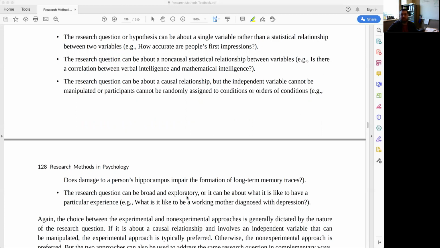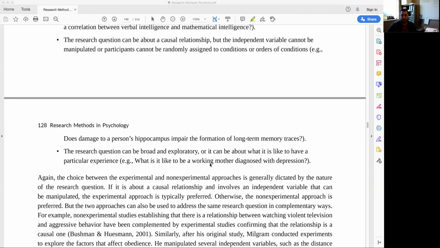A research question can be broad and exploratory, or it can be about what it is like to have a particular experience. So again, nothing wrong with those types of questions. It's just not going to fall under the heading of experiment because you don't have means of manipulation. So instead, this would be more like a qualitative study where you are doing investigative work, trying to answer a big question. You're just going about it through surveys and interviews instead of through manipulation of variables.